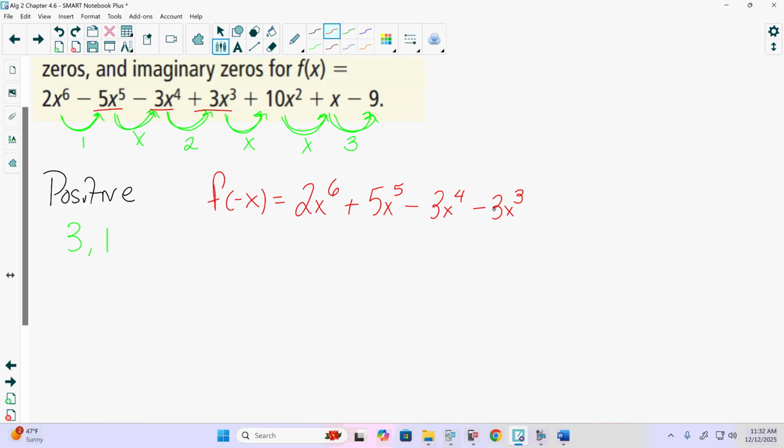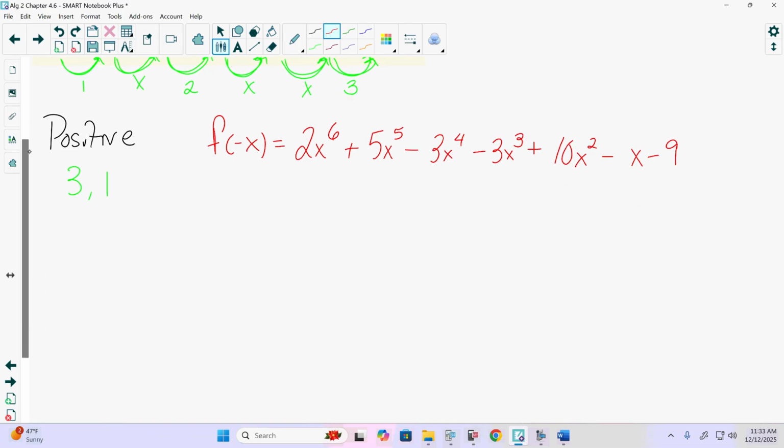Our term after that is 10x squared. Since the variable's exponent is even, the sign is going to stay the same. It's going to stay plus. Our next term is x, or really it's x to the first power. Power is odd, so we'd have to change the sign from positive to negative. And the last number we have, our constant term, is 9, and because there is no variable attached to it, the sign does not change.